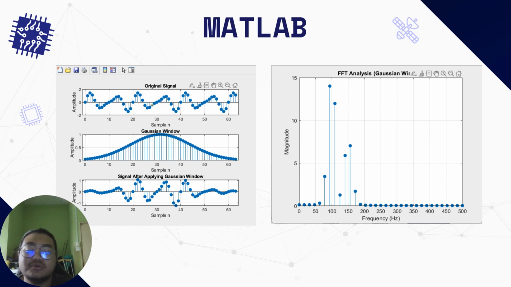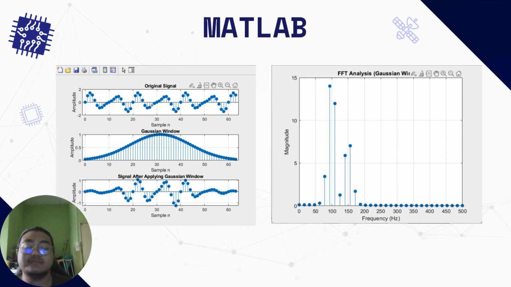This graph is obtained by multiplying the original signal with the Gaussian window, and the result is that the middle part of the signal becomes more noticeable, while the beginning and the end are decreased. And the last graph shows the FFT analysis with the Gaussian window.